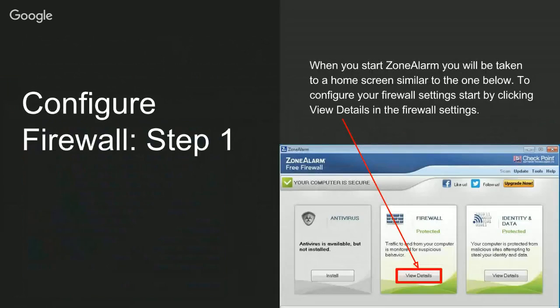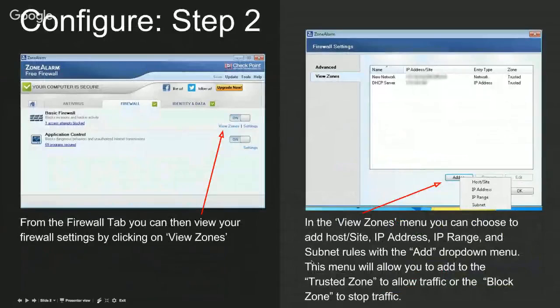So now we'll go over some of those configuration steps. When you start Zone Alarm, you'll be taken to a home screen that's similar to this one. If you click on View Details under the Firewall box, you'll be taken to a Firewall tab that looks like the picture on the left. From the Firewall tab, you can view the firewall settings by clicking on View Zones.